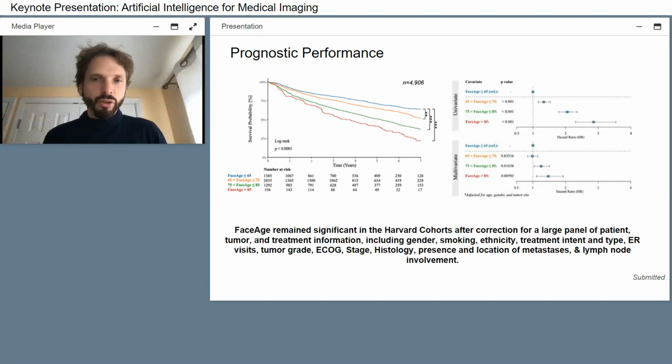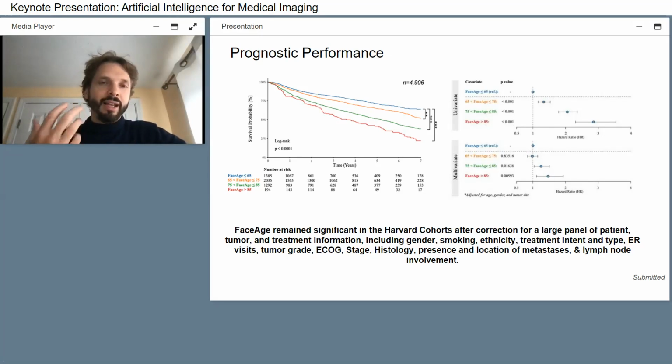Then we went to the Harvard cohorts, and we included a very large number of parameters that we had available, like smoking, treatment information, tumor information, ethnicity, treatment attendant type, ER visits. All of this information was taken into account and corrected for, and the face age was still significantly predictive. So the face age still added significantly to the model. This really means that there's information in your face and how old you look that is not being captured in the current clinical parameters, and that is actually important for prognostication in the clinic.